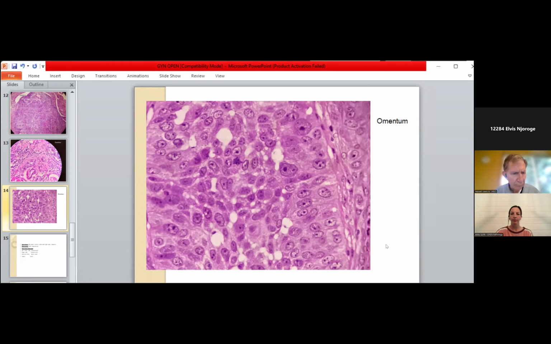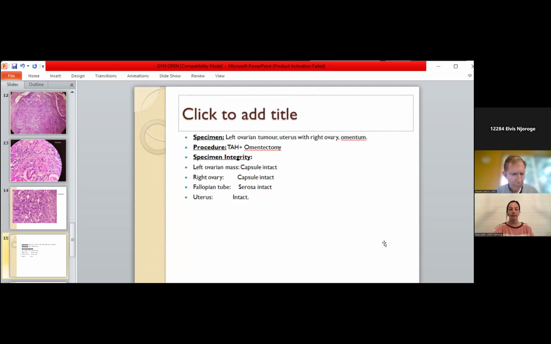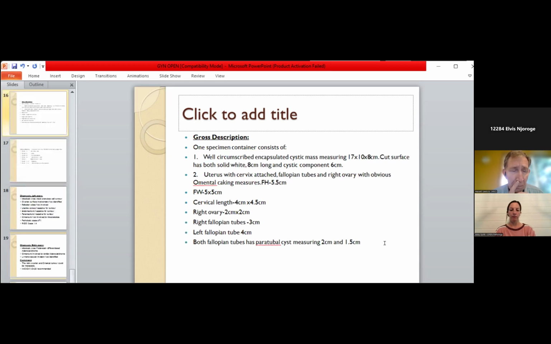So I went ahead and made a report based on this, and I'm going to present the report that I made. This is the report itself, which is de-identified. The specimens were the left ovarian tumor, then the uterus with the right ovary, and omentum. The procedure was TAH with omentectomy. For specimen integrity, the left ovarian mass capsule was intact. Right ovary, capsule intact. Fallopian tube serosa were intact, and the uterus was also intact.